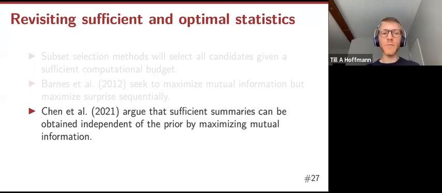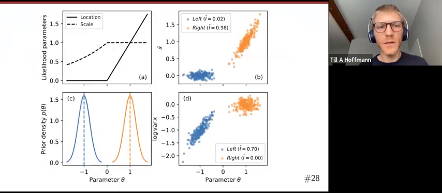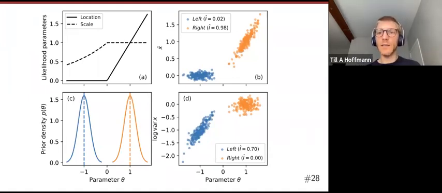Chen and others argue that sufficient summaries can be obtained independent of the prior distribution by maximizing the mutual information. Let's dig into that a little bit more. So it's a big plot, but let's focus on the top left-hand corner. We're going to consider a piecewise likelihood as a function of just a single parameter. So this is a single univariate normal distribution. And on the left, the location parameter is constant, but the scale changes. And on the right of the transition at theta equals 0, the location changes, but the scale is constant. And then we'll pick two different priors shown in the bottom left panel. One is to the left, one is to the right.